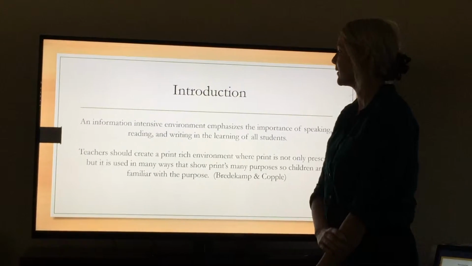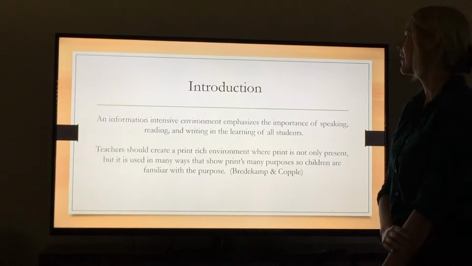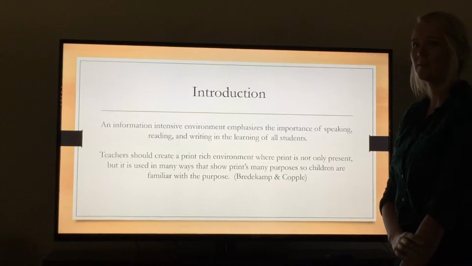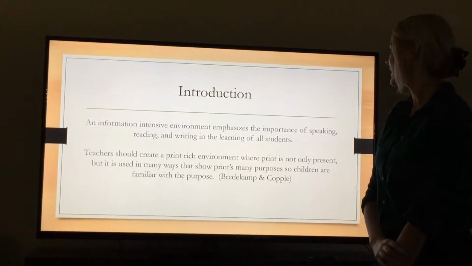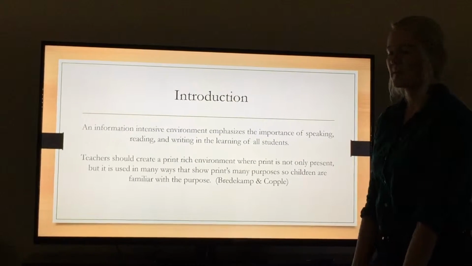An information-intensive environment emphasizes the importance of speaking, reading, and writing in the learning of all students. Teachers should create a print-rich environment where print is not only present but used in many ways that show print's many purposes, so children are familiar with this purpose.